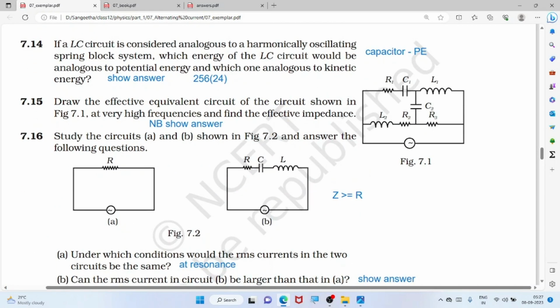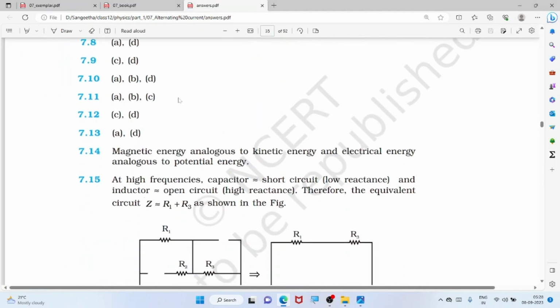If an LC circuit is considered analogous to a harmonically oscillating spring block system, which energy of the LC circuit would be analogous to the potential energy and which to the kinetic energy? The capacitor stores electric energy, which is analogous to the potential energy, and the inductor stores magnetic energy, which is analogous to the kinetic energy.